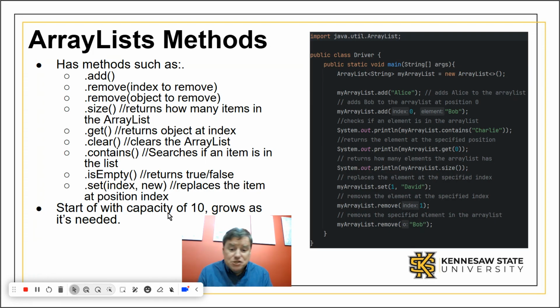A lot of stuff magically happens in Python, and we want it to be magical for you in the first semester. We no longer care that it's magical. Now we care that you actually understand how it's working. So the capacity really does start off at 10, and then it just grows it as it needs to.